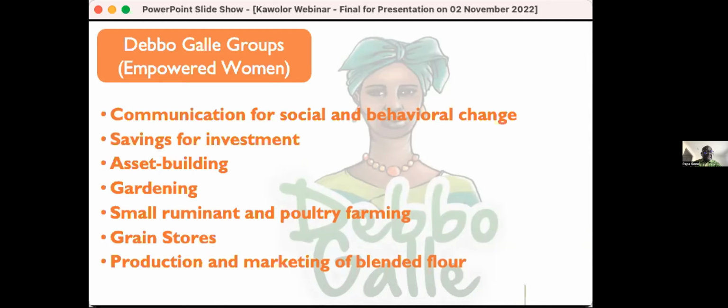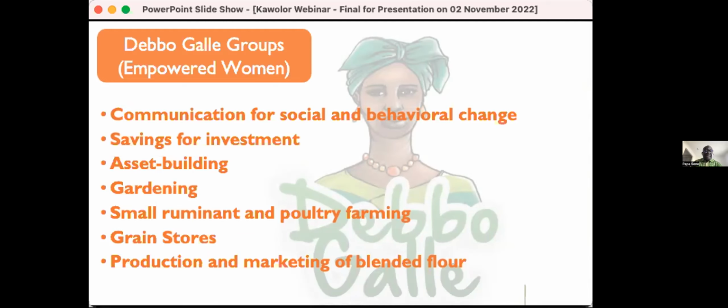Gardening is really one of the key elements of nutrition-led agriculture, allowing women to garden, acquire the skills, and do gardening that allows people to get nutritious food in the village, but also to sell the surplus in the markets.